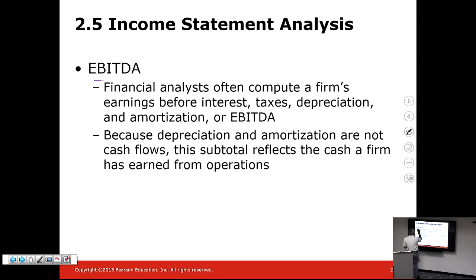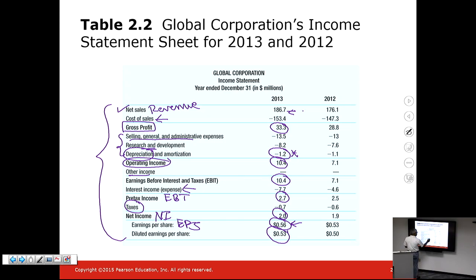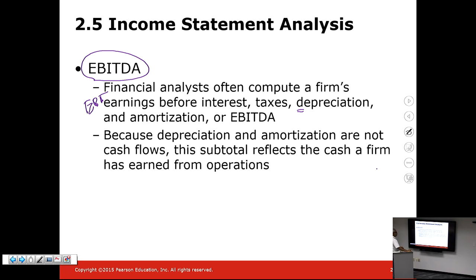EBITDA is a very popular variable that is used nowadays, where we essentially take a look at EBIT and we add depreciation to it. So if you look over here, this is EBIT. But EBIT includes depreciation. We know depreciation is a non-cash charge. So if I add depreciation over here, then this would give me what is called EBITDA, earnings before interest, taxes, depreciation, and amortization. It is a more pure form of earnings, and the reason we do this is because depreciation is not a cash flow.